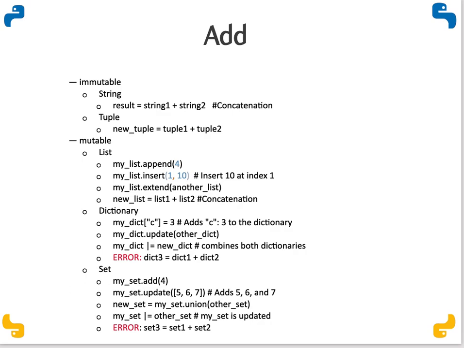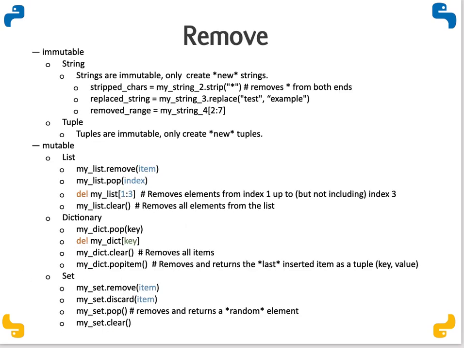So let's move on to removing elements. The immutable types cannot be changed directly. You need to use a new variable. For the mutable types, they can be modified in place. Various methods like remove, pop, clear, and delete allow you to delete specific items. Note that the pop function in a set removes a random element.